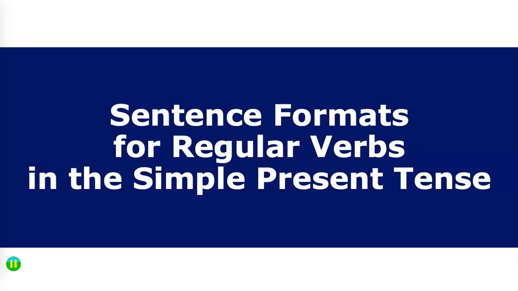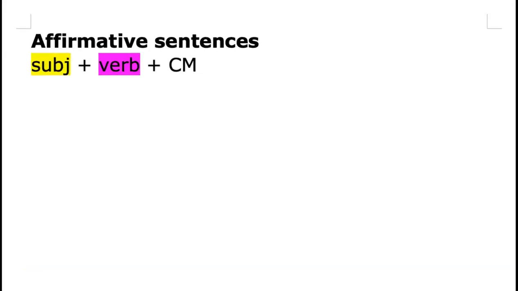Today's video will discuss the sentence formats for regular verbs in the simple present tense. An affirmative sentence begins with a subject, then a verb, then complete meaning. Now, complete meaning just means the words that turn the subject and a verb into a complete sentence.